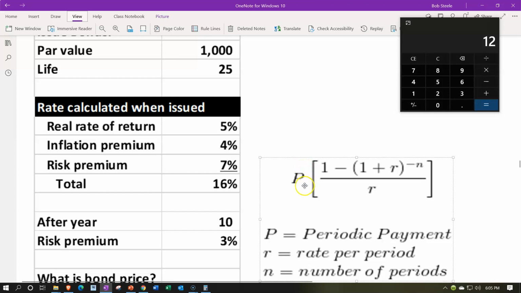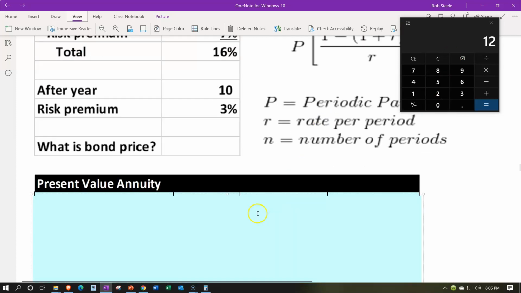We'll use the annuity and then the present value of 1 with our new circumstance. So P is now going to be the 1,000 times the 16%, that hasn't changed, times 1 minus 1 plus R, R now has changed because that's the market rate, which is 12%, to the negative N, which is now changing because it was 25, but 10 years have passed. So 25 minus 10 is going to be 15, divided by R, also the new 12%, the new percentage.